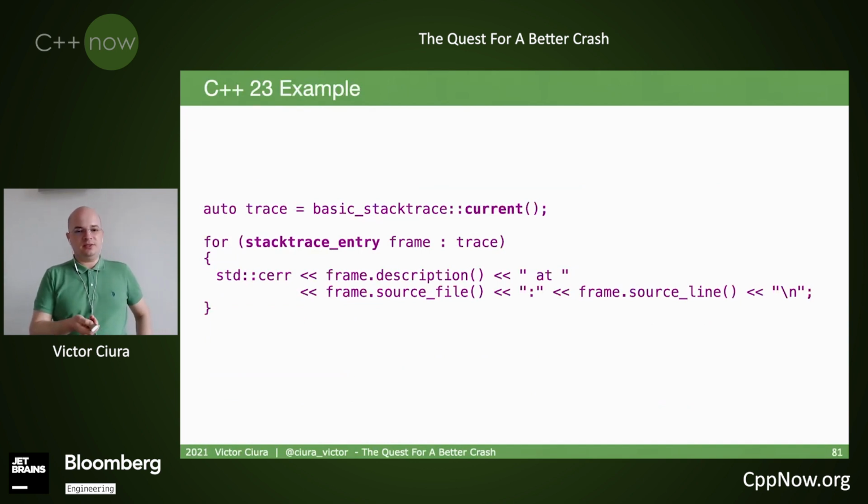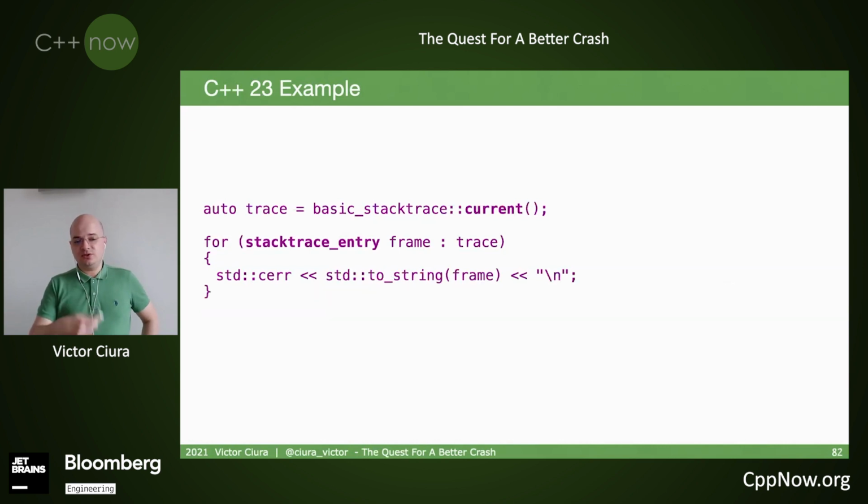For example, you can see the way to init such a stack trace is using the current static method. So you say basic stack trace current, and you get the current stack trace. And then you can iterate this trace using the built-in exposed iterators there, and examine each stack trace entry. That is a frame. I prefer the frame naming, but yeah, I'm gonna be happy with what we get. And from there, you can use the nice APIs like frame description, source file, source line, and do whatever you want with them and compose it and format it as you please.